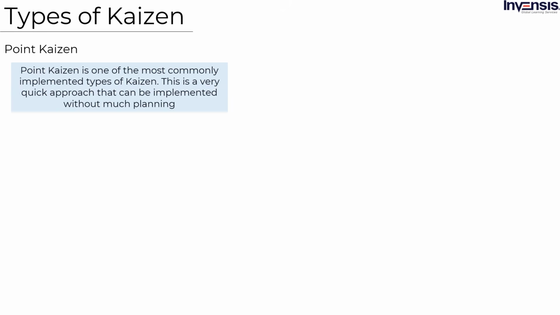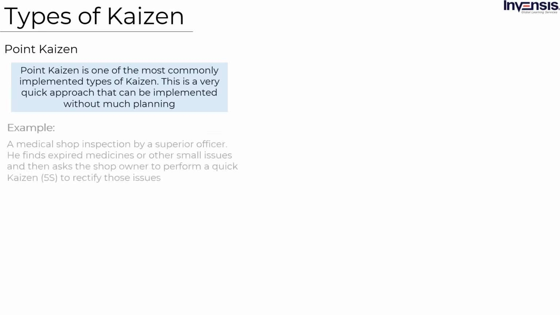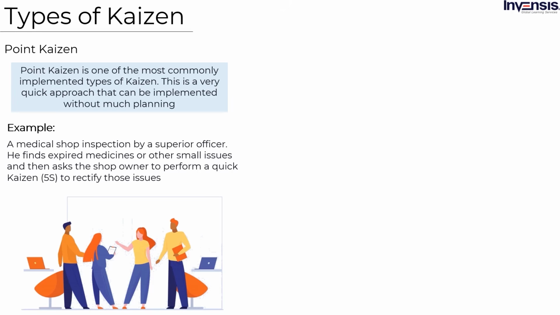Sometimes, it is also possible that the positive effects of Point Kaizen in one area can reduce the benefits of Point Kaizen in some other area. An example of Point Kaizen could be a medical shop inspection by a superior officer. He finds broken materials or other small issues and then asks the shop owner to perform a quick Kaizen, 5S, to rectify those issues.